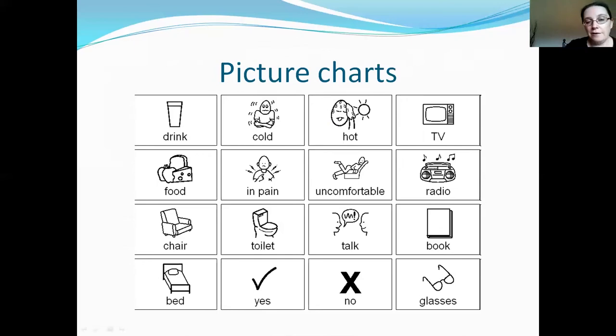Also, you can only have a limited number of pictures physically on a chart, and it does tend to only help you with these sort of basic needs, as you can see from the picture on the screen there. So it's not great for conversation starters and that kind of thing. And again, because you can only have a limited amount on a page, you're going to have to then have lots and lots of different pages, and that can be quite confusing for somebody to use and flick through.